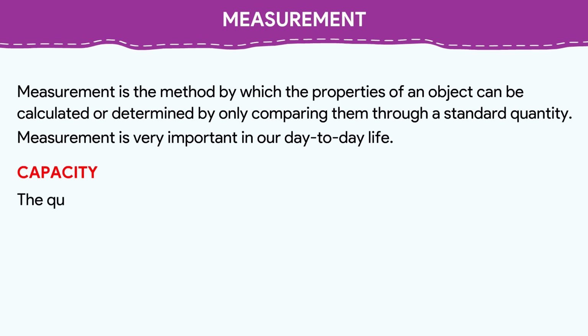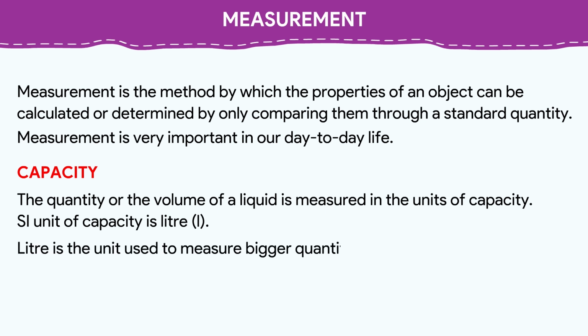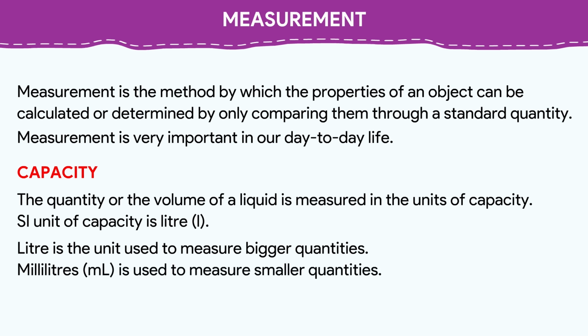Capacity. The quantity or the volume of a liquid is measured in the units of capacity. The SI unit of capacity is liter, L. Liter is the unit used to measure bigger quantities. Milliliters, ml, is used to measure smaller quantities.